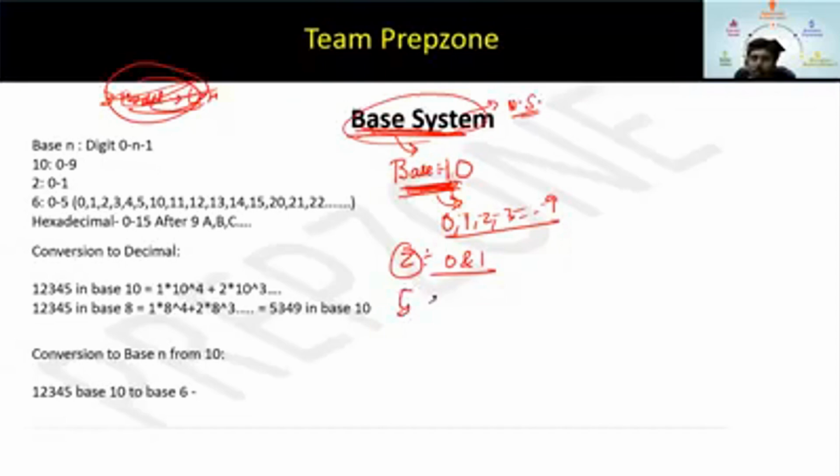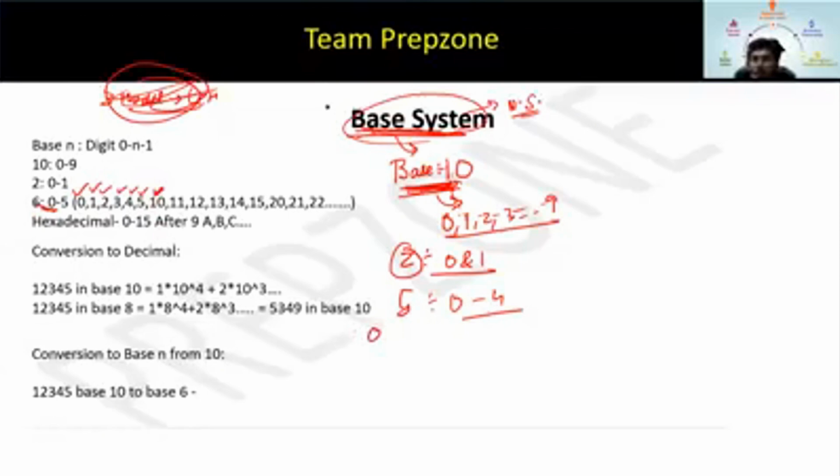Base 5, how many digits will be there? 0 till 4. Base 6, what will happen? 0 till 5. So if you want to write the numbers, first number will be 0, 1, 2, 3, 4, 5. Then 1, 0.